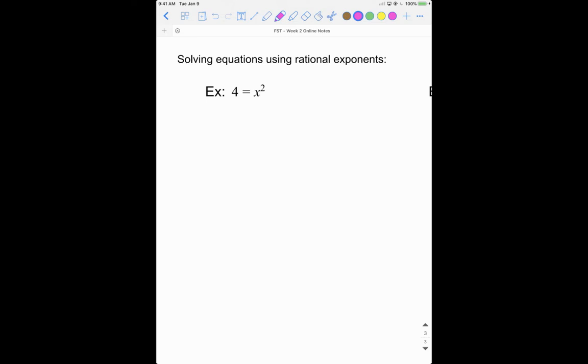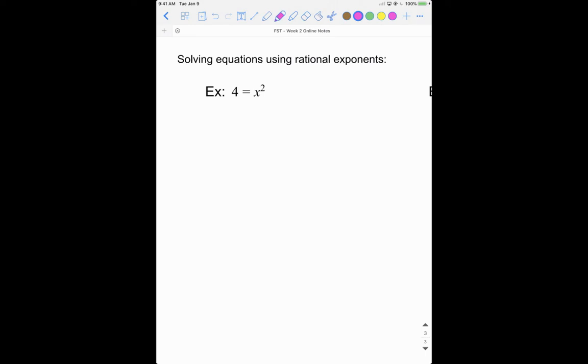In order to solve this, hopefully you think to yourself, okay, take the square root, and we get x equals the square root of 4, which means x equals 2. Okay, so we want to use the same idea to work through this. We're going to work through this one in a different manner that will help us learn how to do these new ones.